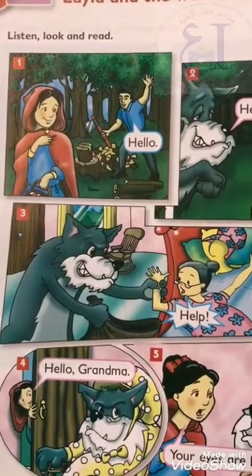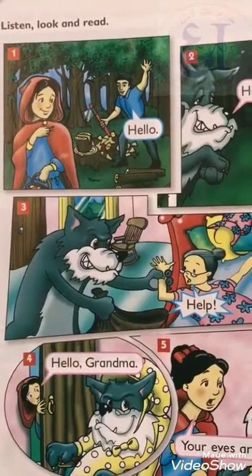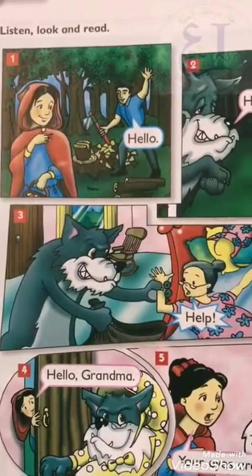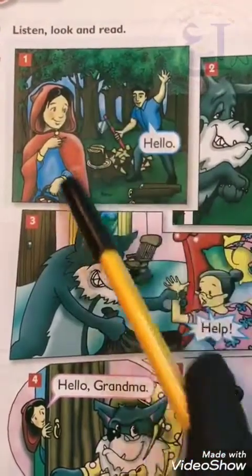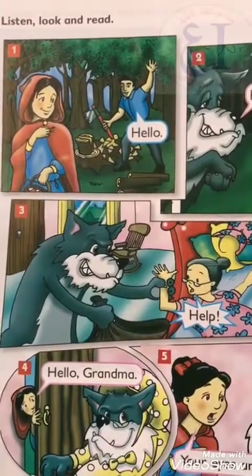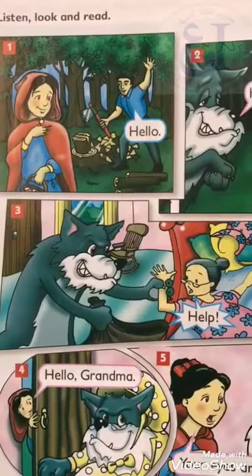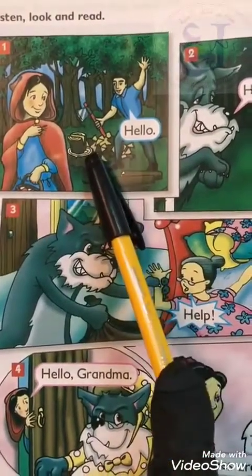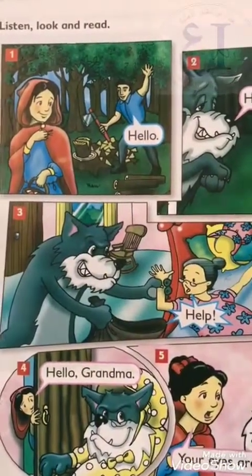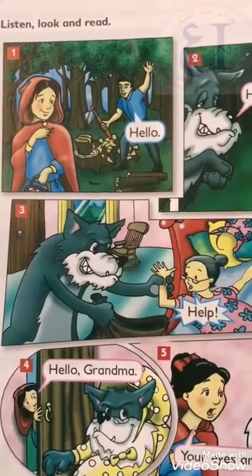Yes, I will read it again. Once upon a time. Look at this picture, picture number 1. Layla is walking in the forest. She's going to see her grandma. She meets a man. He is cutting trees. And he says, Hello, where are you going? Layla says, I'm going to see my grandma.